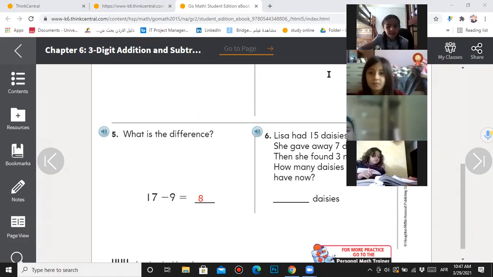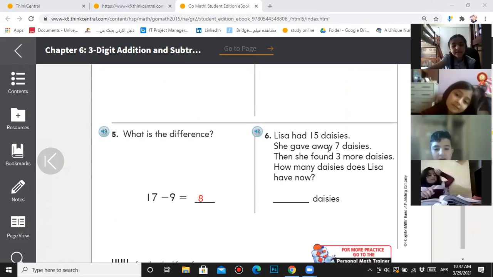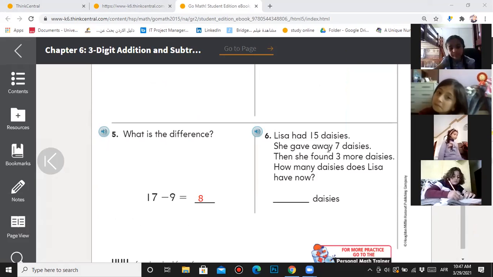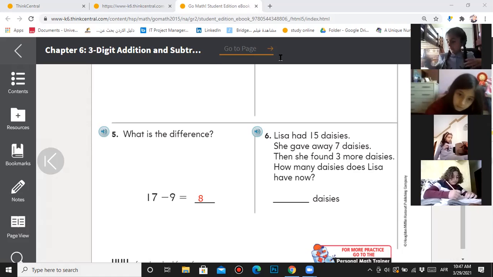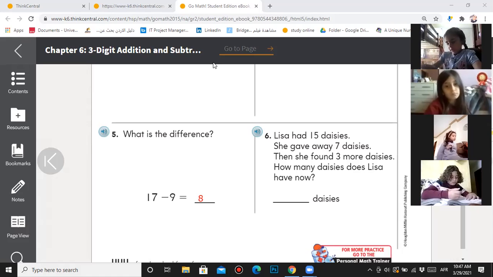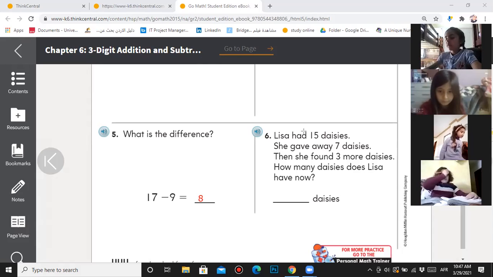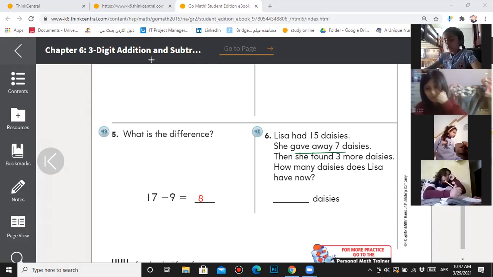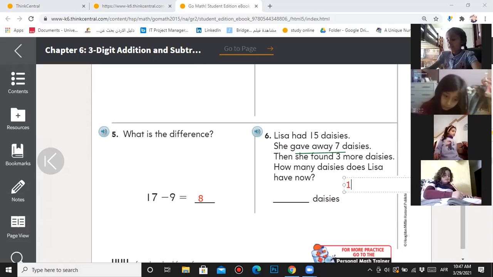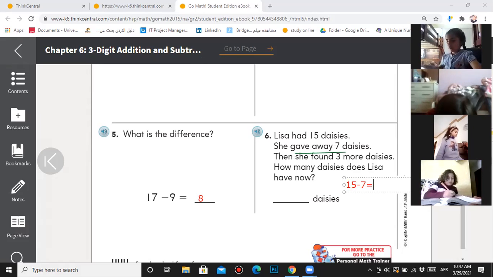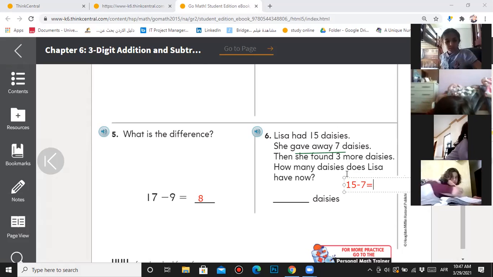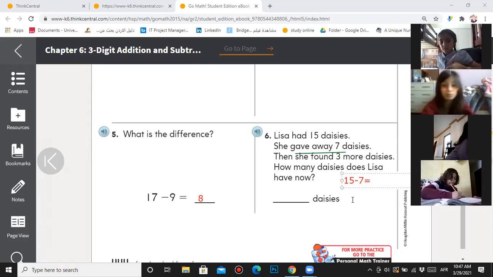So, finally with Umar. Yalla, Umar, question number 6. Lisa has 17 diocese. She gave away 7, then she found 3 more. How many does Lisa have? The answer is 11. Okay, then we're going to solve. She gave away, so give away means minus. 15 minus 7, what is the answer?